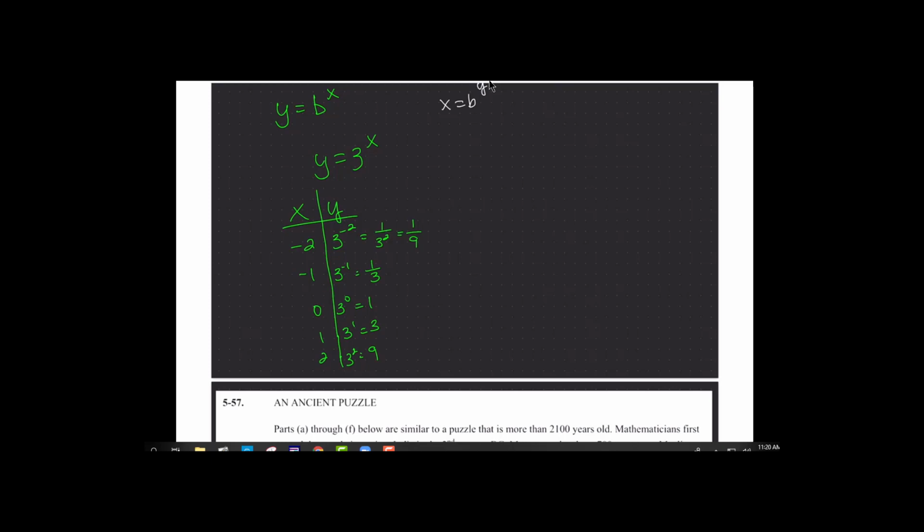All right. So then if I wanted to find the inverse, what do I do? I switch my x's and y's. So instead of having negative 2, I would have 1/9. And when I put in 1/9, I would get an output of negative 2. If I put in 1/3, I'd get an output of negative 1. If I put in 1, I would get 0. If I put in 3, I'd get a 1. If I put in a 9, I'd get a 2.